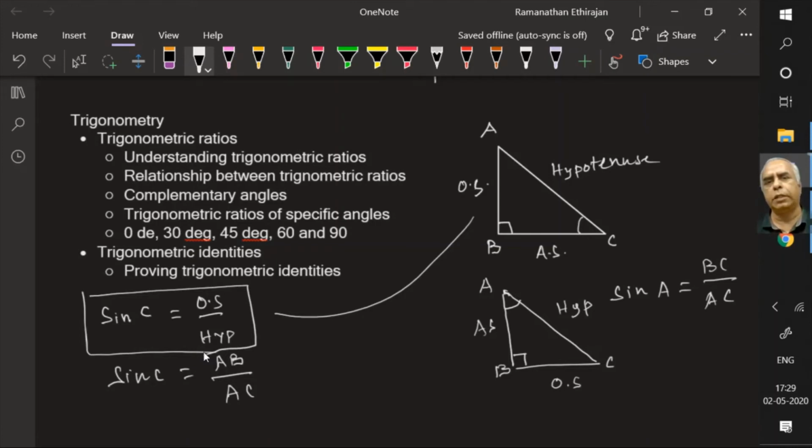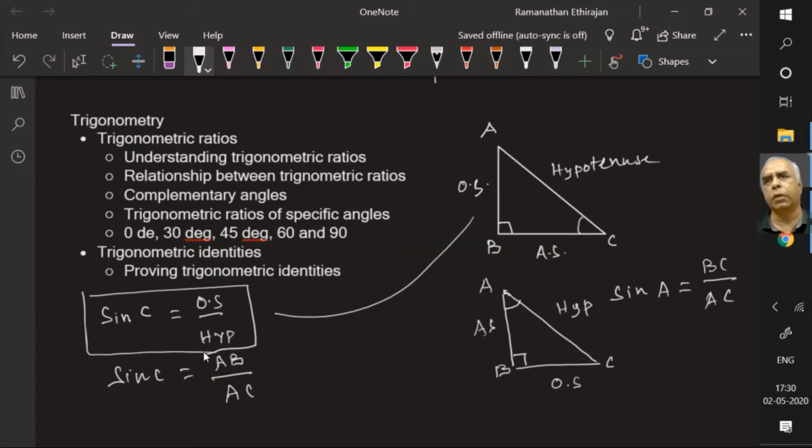If angle A is asked, you have to identify the opposite side. Is it clear? Don't go by sine C is equal to AB by AC, so you cannot expect always AB as the opposite side or adjacent side. Sine of any angle is equal to opposite side by hypotenuse. When I say opposite side, it is opposite to that particular angle. So you have to consider like this only. For instance, in this case, BC is opposite to A, is it not?